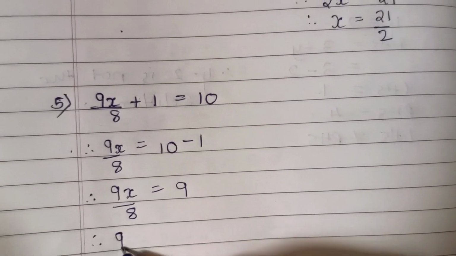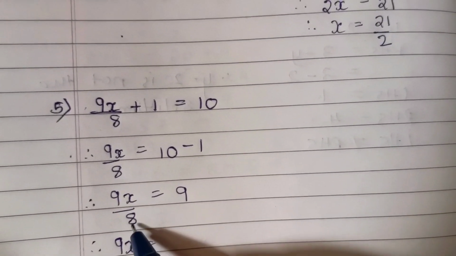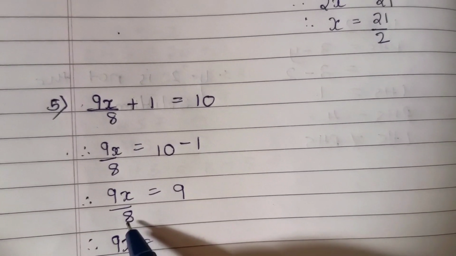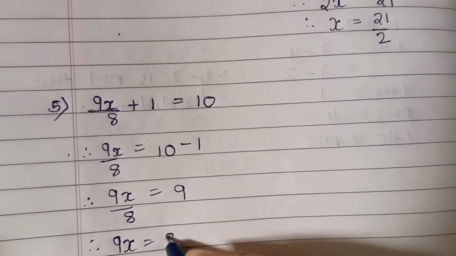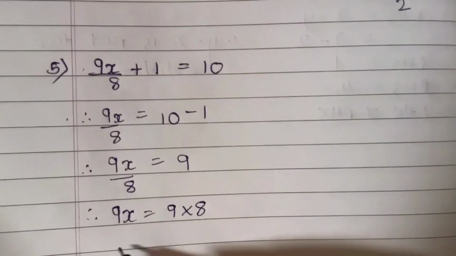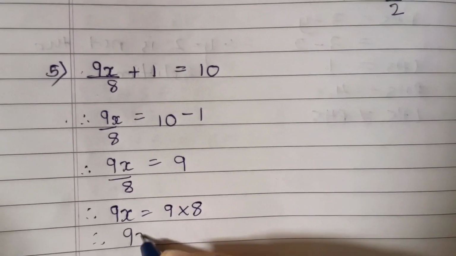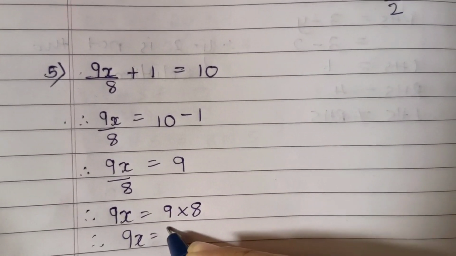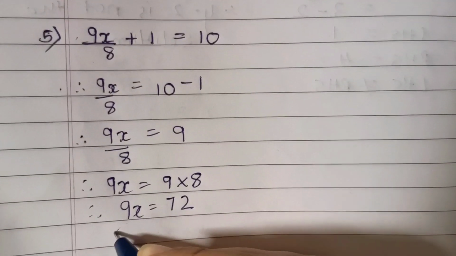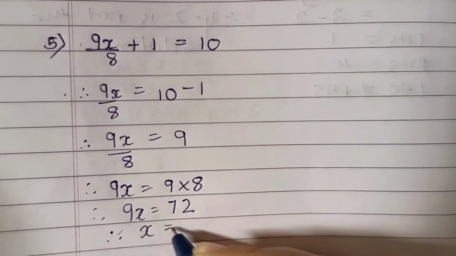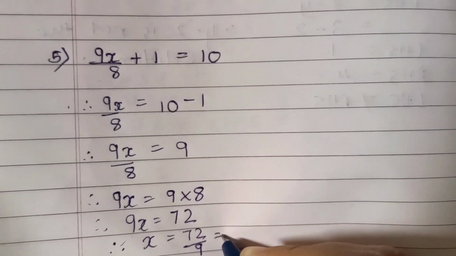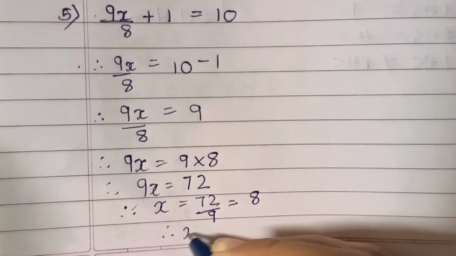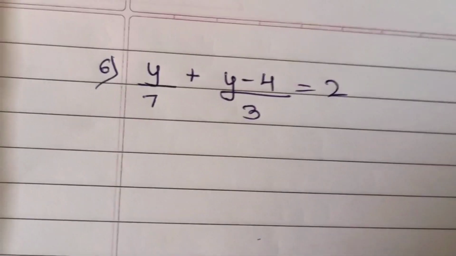Now this 8 is divided over here. It is in the denominator. So when we transpose it to this side, it will be multiplied. So therefore 9x is equal to 8 9s will give us 72. So therefore x is equal to 72 divided by 9, which will give us 8. So the value of x is equal to 8.